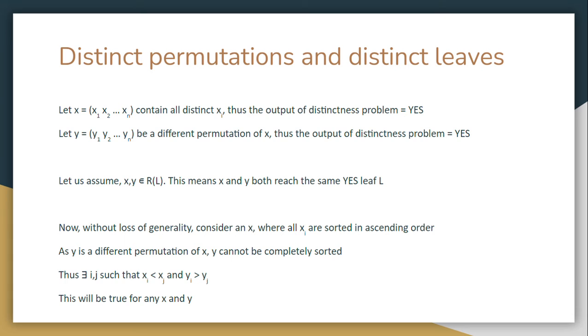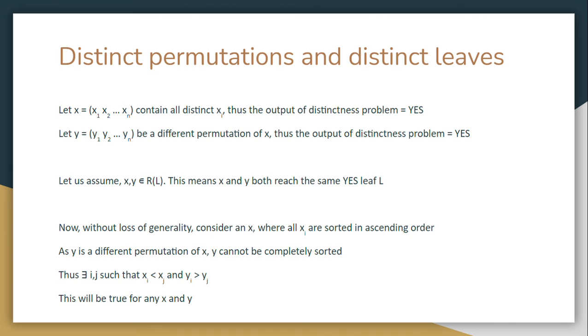Now, let us assume that x and y belong to Rn. So what does this mean? That both of them reach the same yes leaf L. Of course, both of them will reach a yes leaf in the decision tree because the output of the problem will be a yes. And we are assuming here that both of them reach the same yes leaf L.